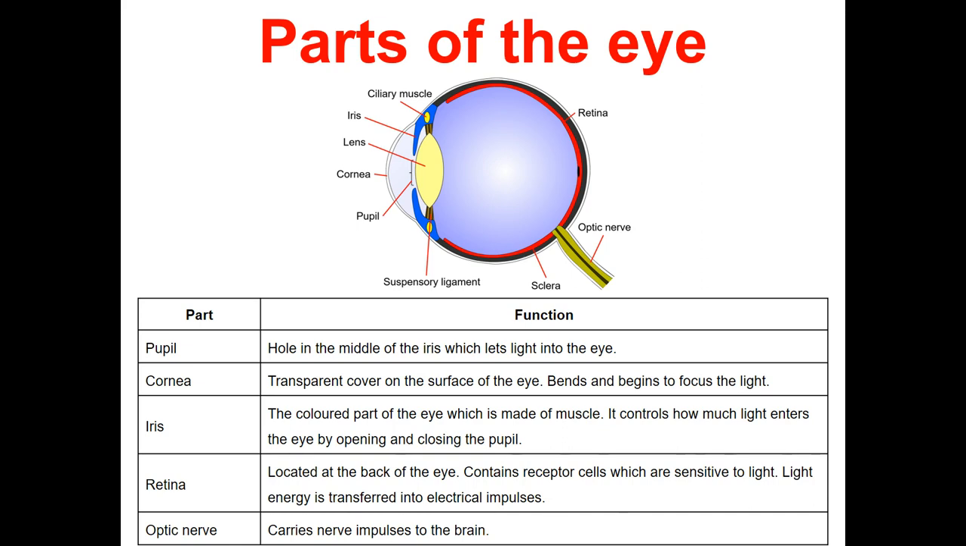The iris. This is the coloured part of the eye which is made of muscle. The iris controls how much light enters the eye by opening and closing the pupil. The retina. The retina is located at the back of the eye. It's the retina that contains receptor cells which are sensitive to light. Light energy is transferred into electrical impulses by these receptor cells in the retina. Finally, the optic nerve carries the electrical impulses from the eye to the brain.